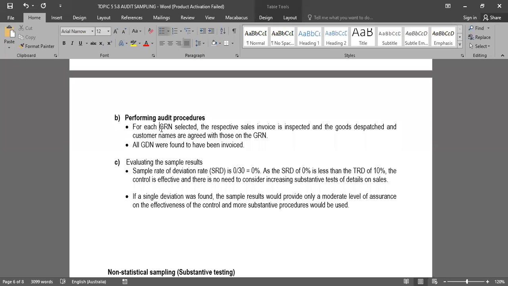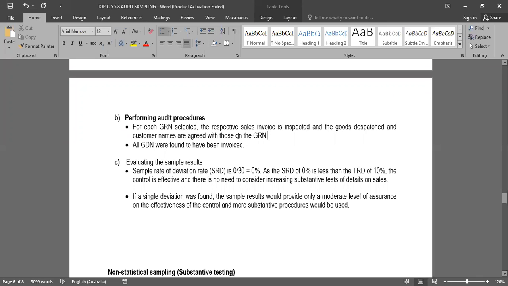If they match, then you're saying you're right, you're good. Okay, so it's what they do. They say that for each GRN selected, the respective sales invoice is inspected and the goods dispatched, okay? And customer names are agreed with those on the goods received note. Okay, I've just talked about it in my own words.